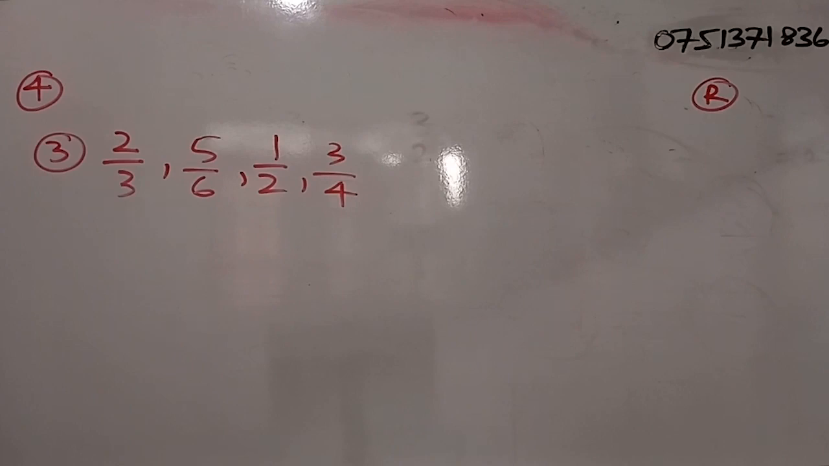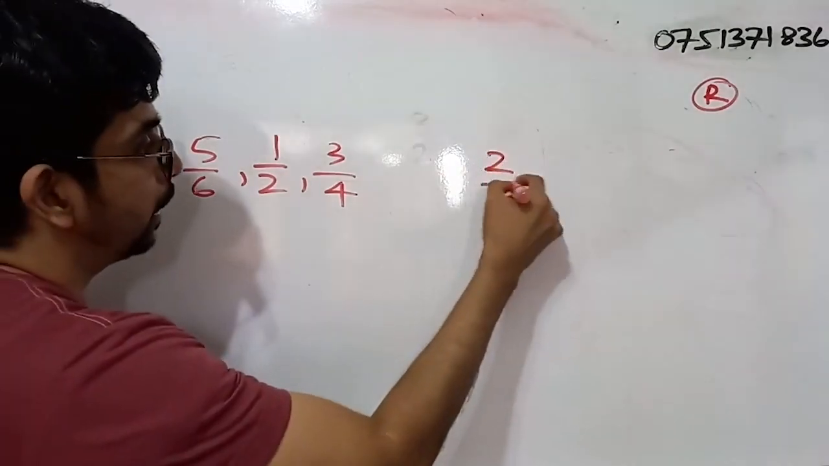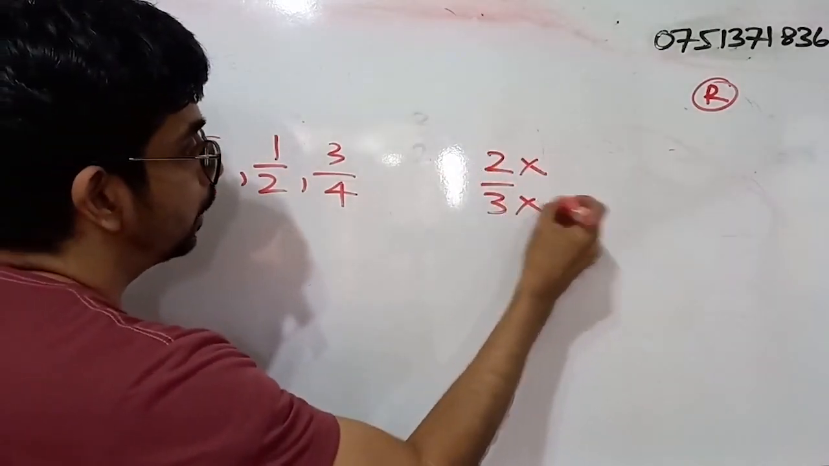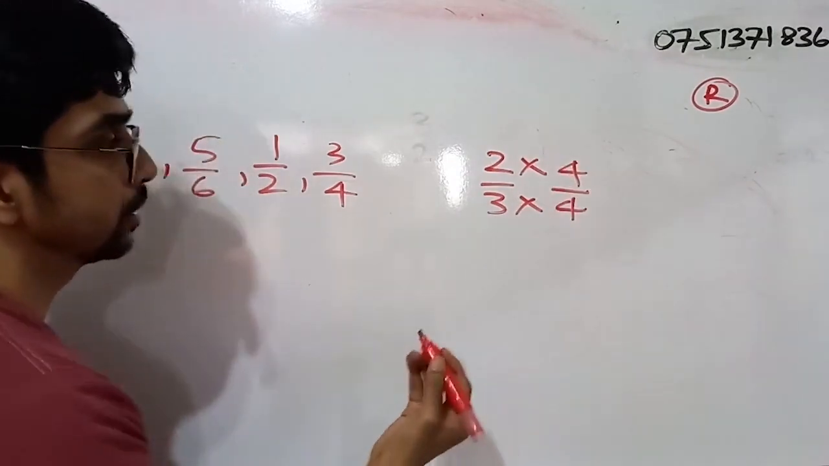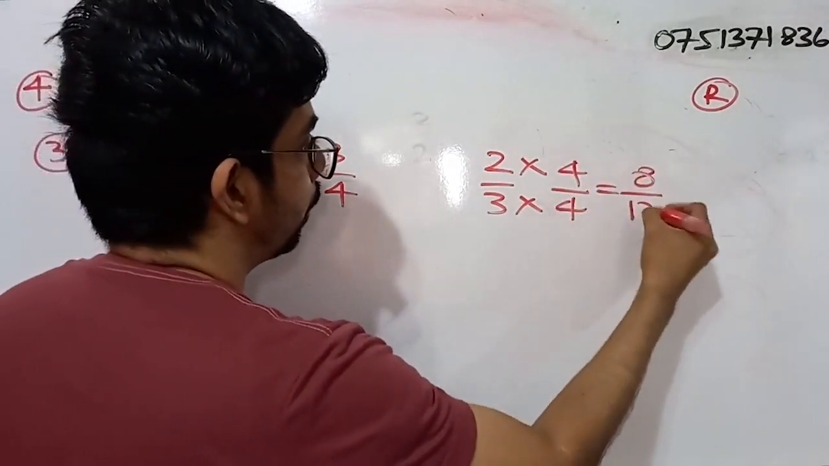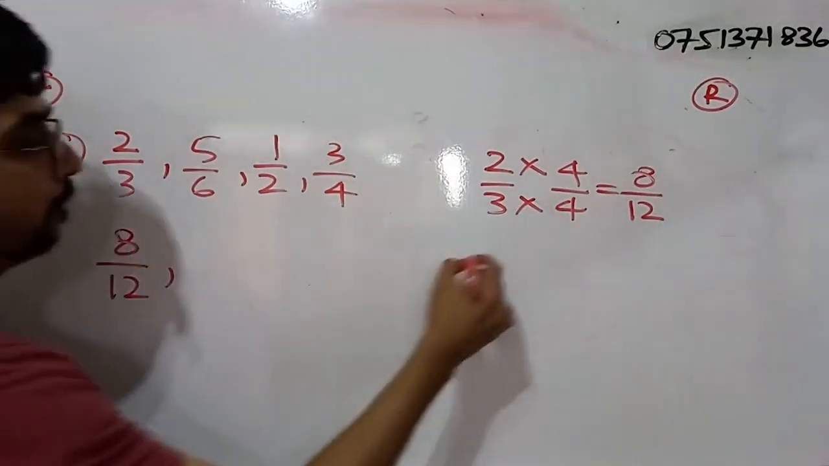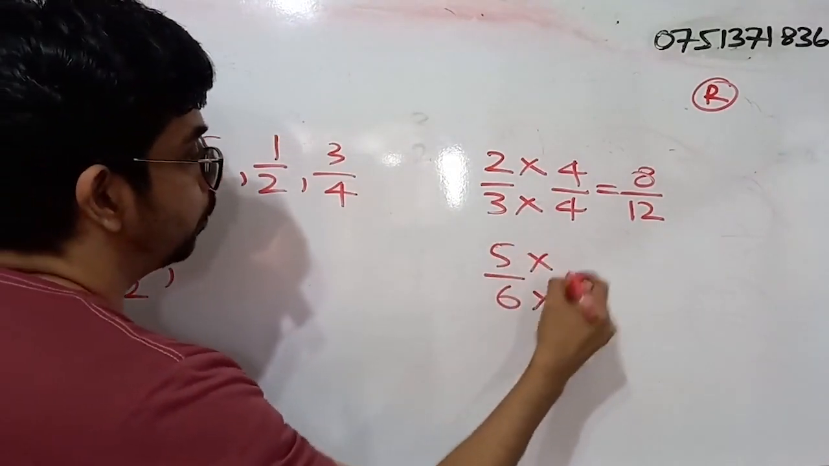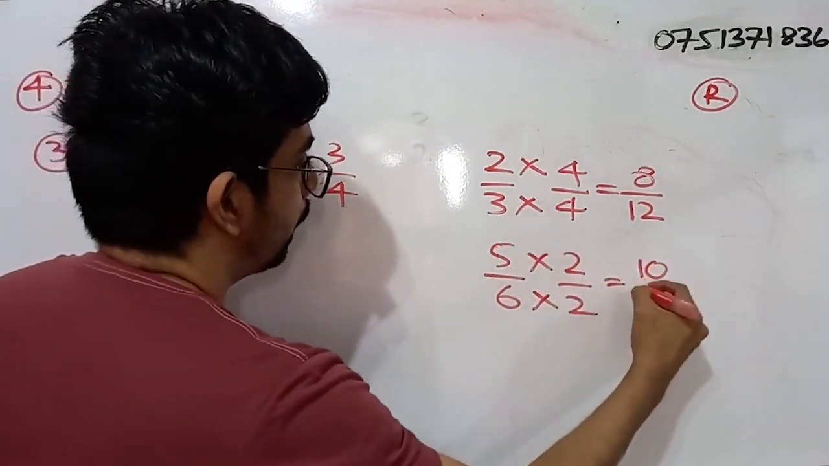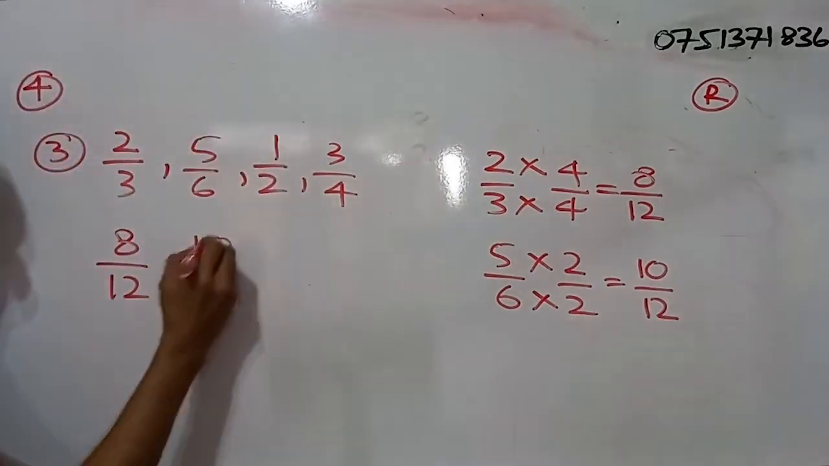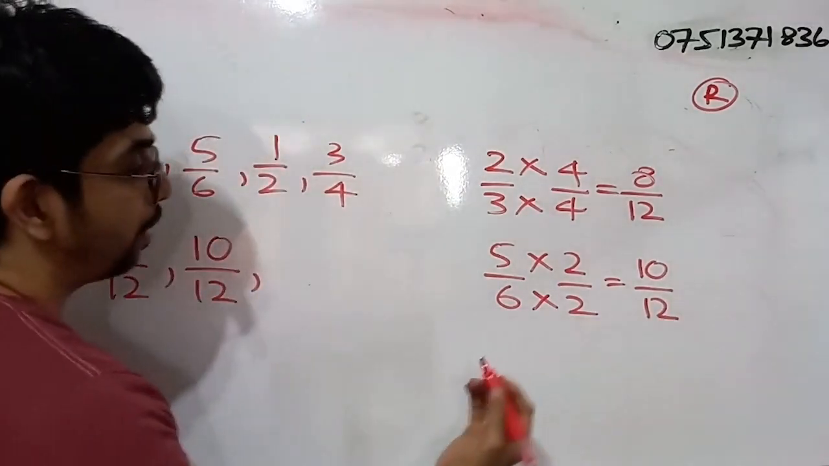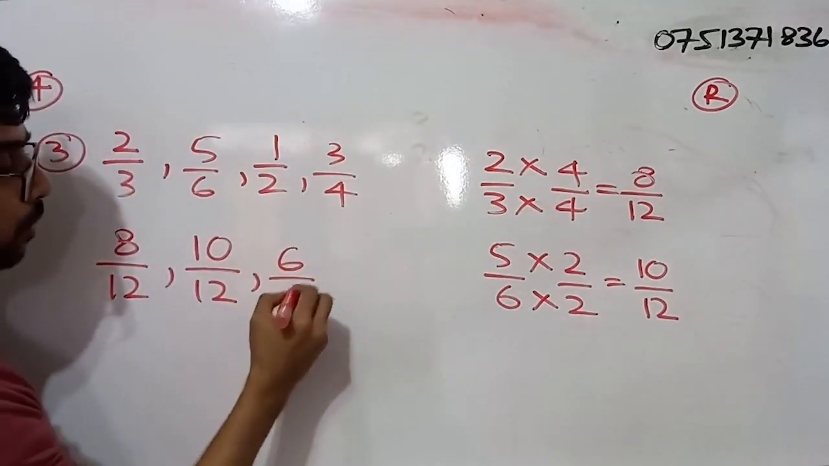So what is the LCM of 3, 6, 2 and 4? So I'm going to pick 12. Right? Okay. So 2 by 3, I have to multiply the numerator and the denominator by what? 4. So 8 by 12. Right? Then I have 5 by 6. So I will multiply the numerator and the denominator by 2. So I will get 10 by 12. Then half. Half means what? 6 by 12.